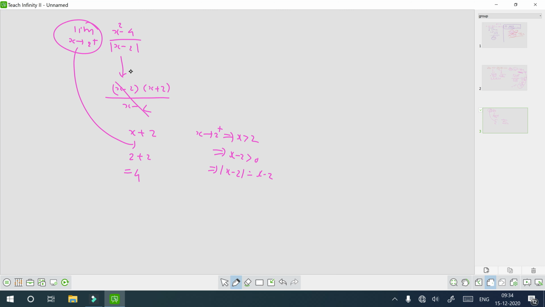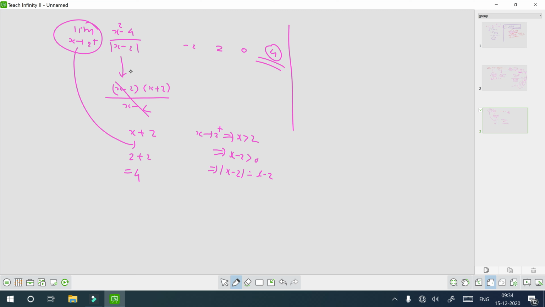Clear? Yes. But see, the option is also a misprint. Actually, the answer is D. In this case the options given are minus 2, 2, 0, 4. So the answer is 4. Clear?